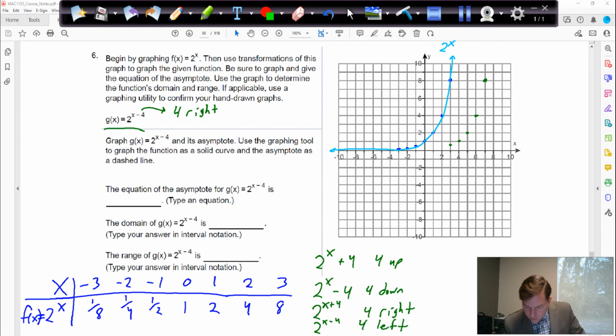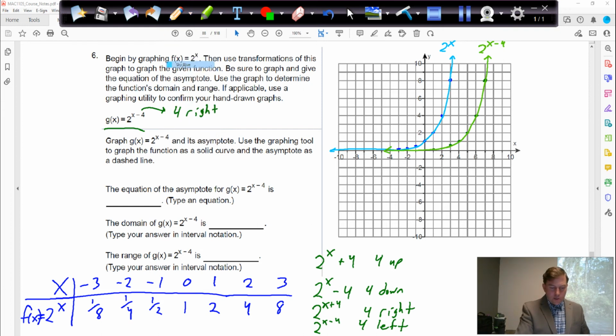These are a little harder to get. They're 1/4 and 1/8, but they look like that. And if we plot this curve, it is also going to flatten out at y equals 0, and then it's going to grow like this. So this will be 2 to the x minus 4.